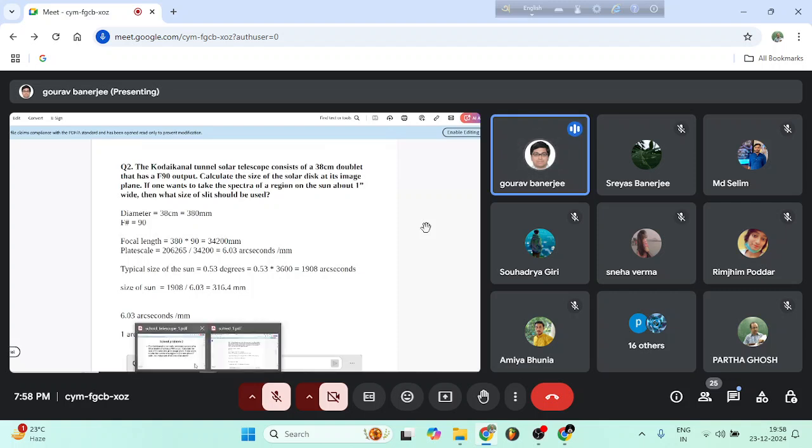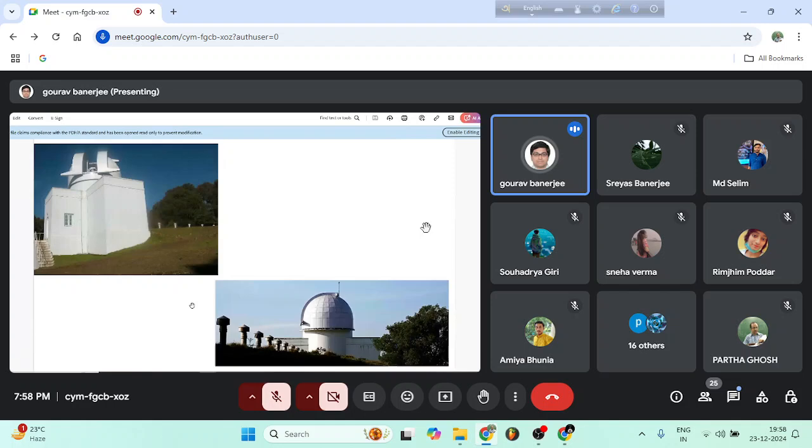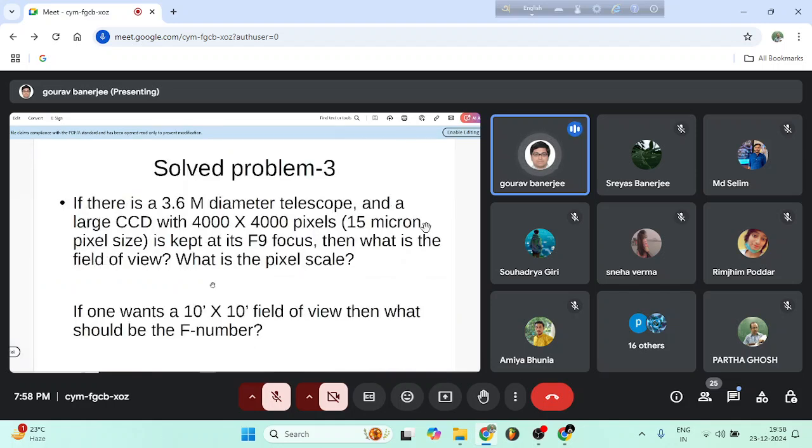Okay. And I have one more solved problem. This might get a little bit repetitive, but I think it's good to go through it. So let's say we have a 3.6 meter diameter telescope, and we have a CCD. We know that the CCD is 4000 by 4000 pixels, and the pixel size is 15 microns. And we know that the telescope output is f/9. Well, what is the field of view if we use this detector on this telescope? And I'm asking for one more thing.